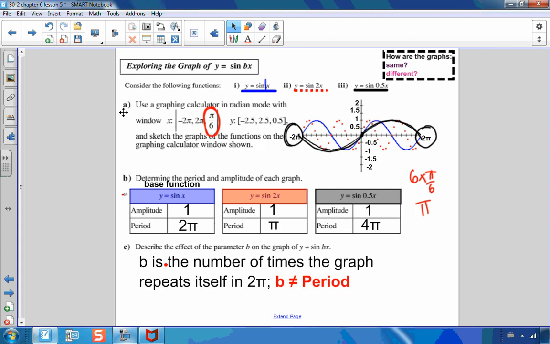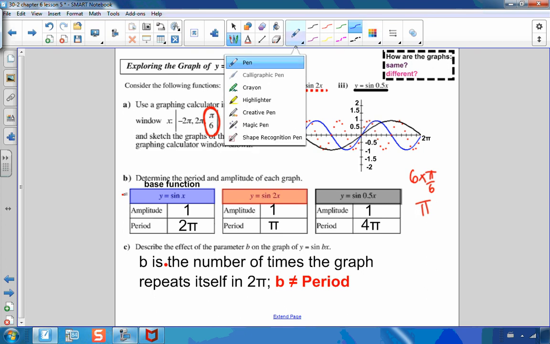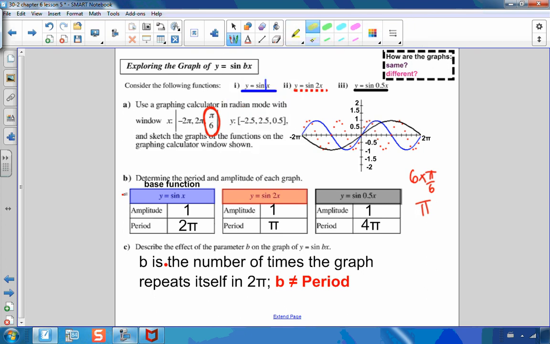Okay, now B is not the period. It is the number of times the graph repeats itself in 2 pi. Let's check that out. If we look at the blue graph, let's erase all of this. I'm just looking at from 0 to 2 pi. So let's just highlight that across the horizontal axis. I'm just looking from 0 to 2 pi for each of those graphs.